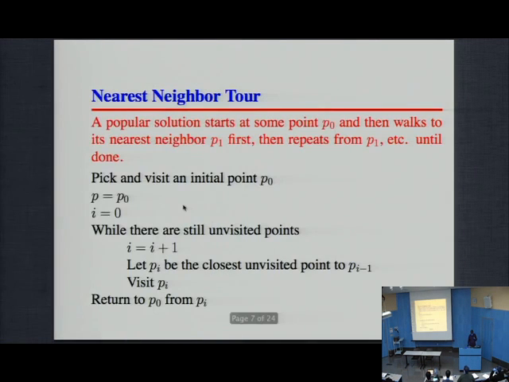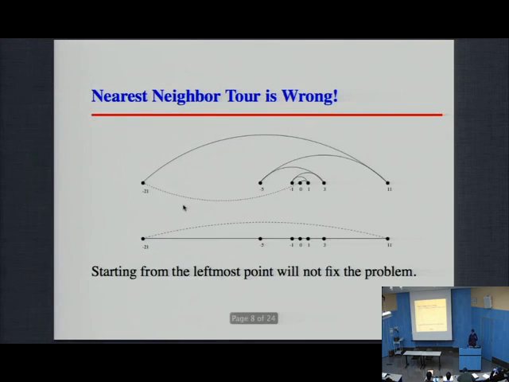Now, these are reasonable algorithms. This is sort of a nice code for it. You pick an initial point. While there's an unvisited point, pick the closest nearest one, and then keep repeating until everything's done. So the trouble is we don't know that this is correct. In fact, I want to argue with you that this is not correct.